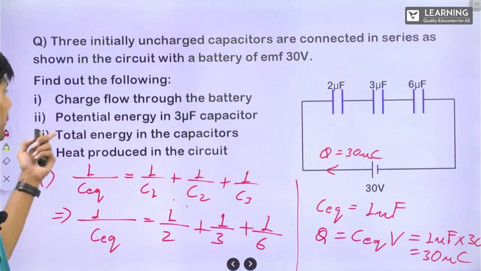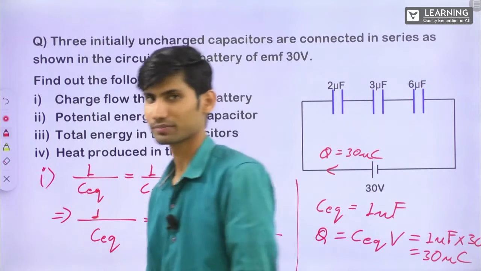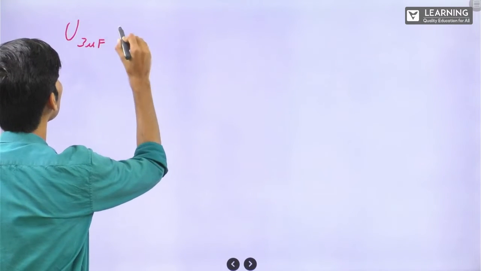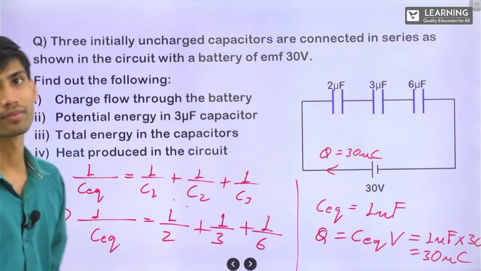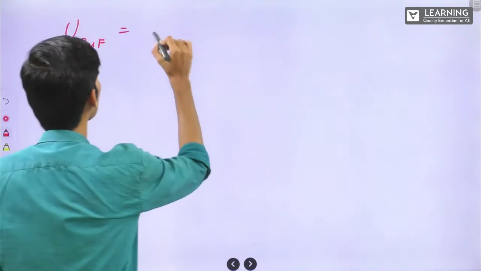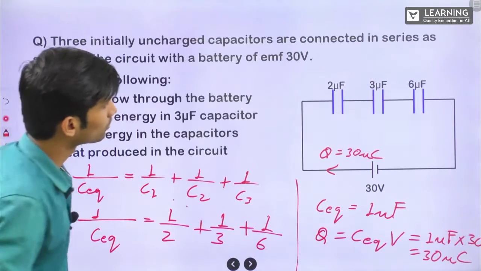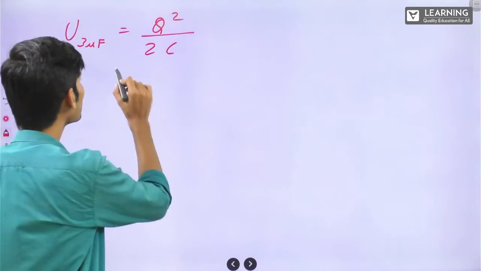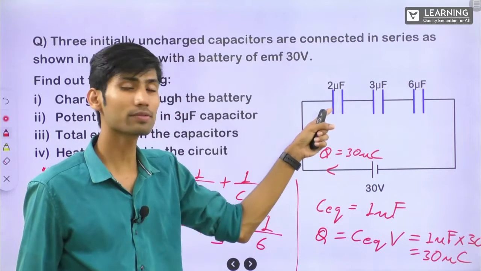Now, potential energy in 3 microfarad capacitor. In this, how much potential energy is stored? Let's find out. Potential energy in this will be Q square by 2C. Correct? This C is 3 microfarad. So Q square, Q is same in all the 3. The charge which is flowing through this circuit, the same charge will go here, the same charge will go here.